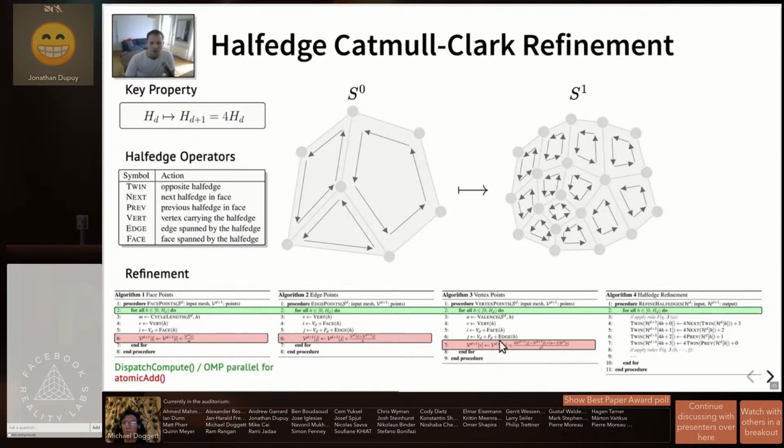And for these red areas, we simply need to have atomic add operations, because since all the half edges are processed in parallel, they may access the vertex point memory concurrently. So the atomic instruction allows you to do that safely.